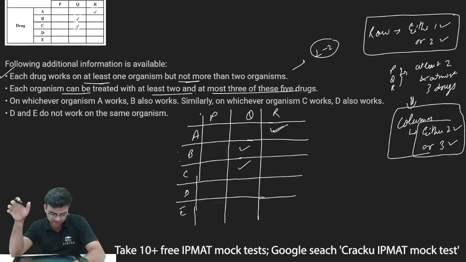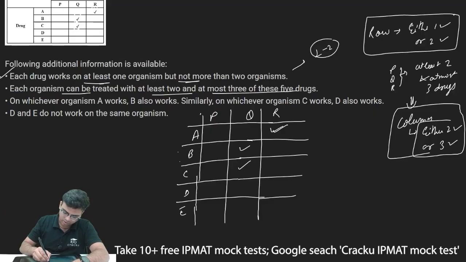Why? Because it is clearly given that every organism can be treated with at least 2 drugs. Let's say for Q, B and C already have a tick, but at most 3 drugs. At least 2 is the minimum count, and at max 3. So for each column, which is the organism column, we can have either 2 ticks or 3 ticks. So the second condition is true as well.